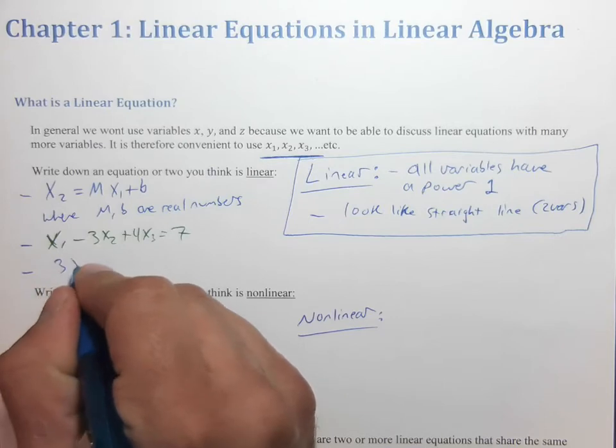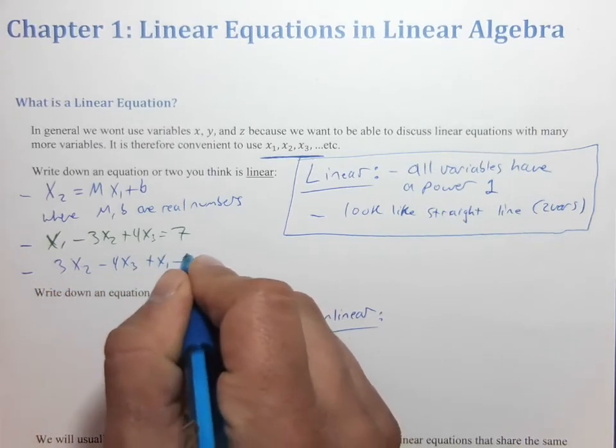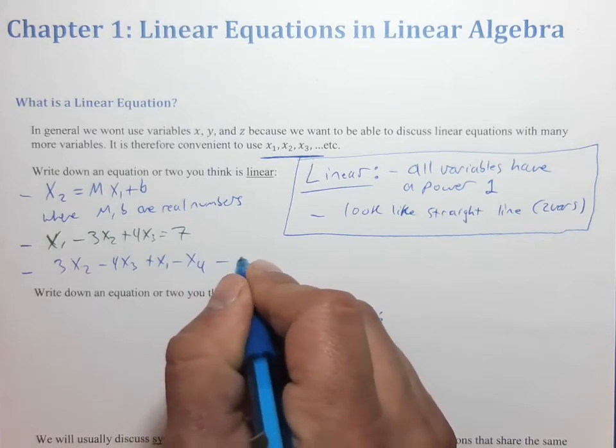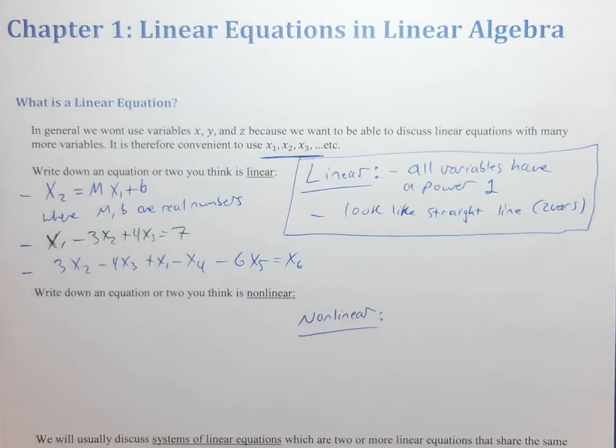So I'm just going to write a longer one down that has 6 variables. It's a linear equation because all the powers are 1, and it's obviously an equation because it has an equal sign, right? And so this is a higher dimensional linear equation that we can't really visualize. We couldn't draw that because it's in higher dimensions.